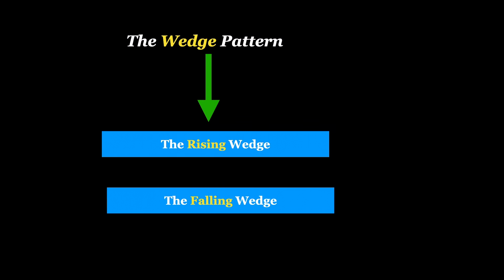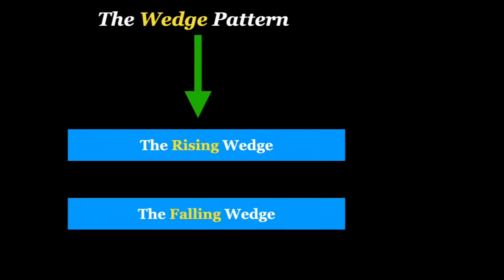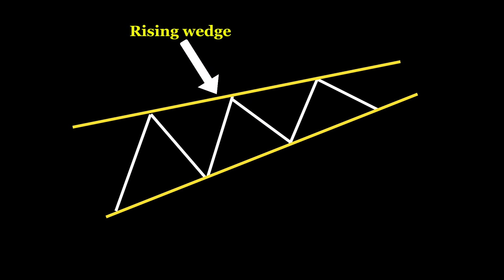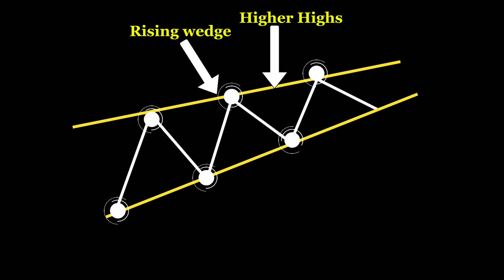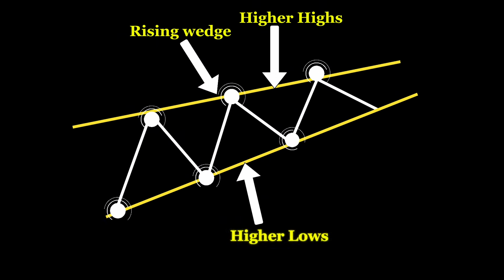There are two main types, the rising wedge and the falling wedge. And while they may look similar to channels at first glance, their converging nature makes them uniquely powerful reversal or continuation signals. Let's start with the rising wedge. The top side of the wedge connects a series of higher highs, forming a rising resistance trendline. The bottom side connects higher lows, creating a rising support trendline.